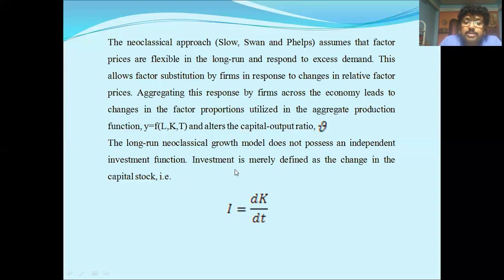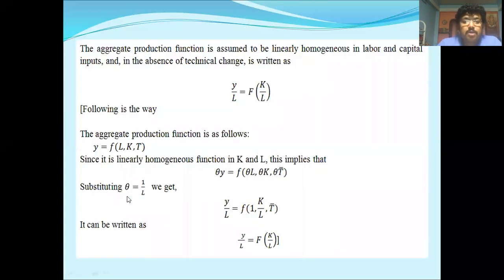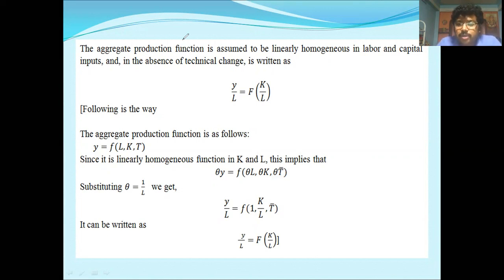Now, in the Solow model, investment is equal to the change in the capital stock, I equal to dK by dt. Now I am going to my next slide. If you have a look here, the aggregate production function is assumed to be linearly homogeneous in labor and capital inputs, and in the absence of technical change, there is no technological progress. Then the aggregate production function can be written like this.